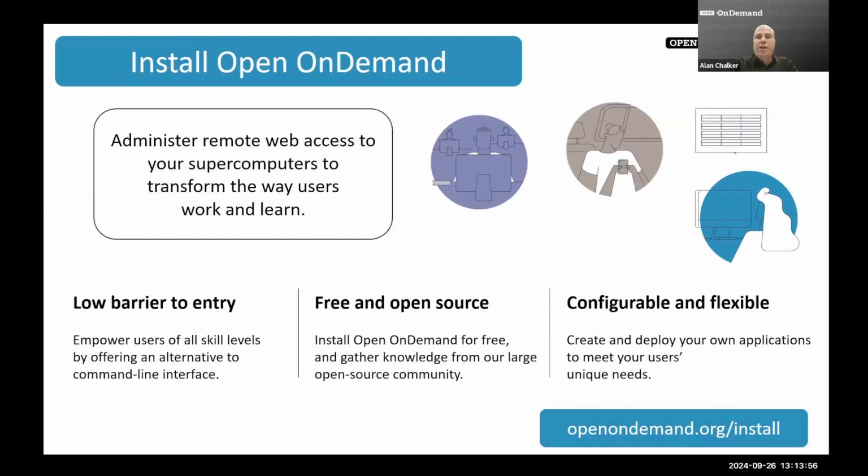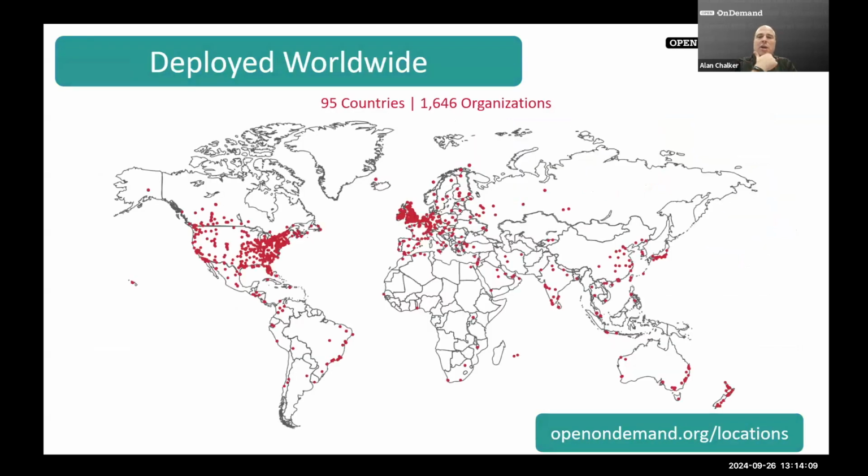Open OnDemand's free, it's open source. There's a huge community behind it, and it's very configurable and flexible. So those are some of the reasons why you might want to consider utilizing it. So talking a little bit about the community, we look at this every so often, and in calendar year 2023, we were able to geolocate over 1,600 organizations that utilize or have deployed Open OnDemand, in 95 countries around the world, as you can see here.